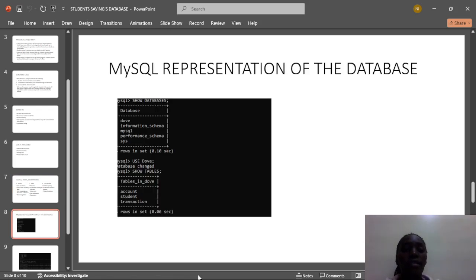Then this talks about the MySQL representation of the database. It shows the database that is going to store this data being known as DAV, and the tables that will be involved might include the account table, the student table, and the transaction table.